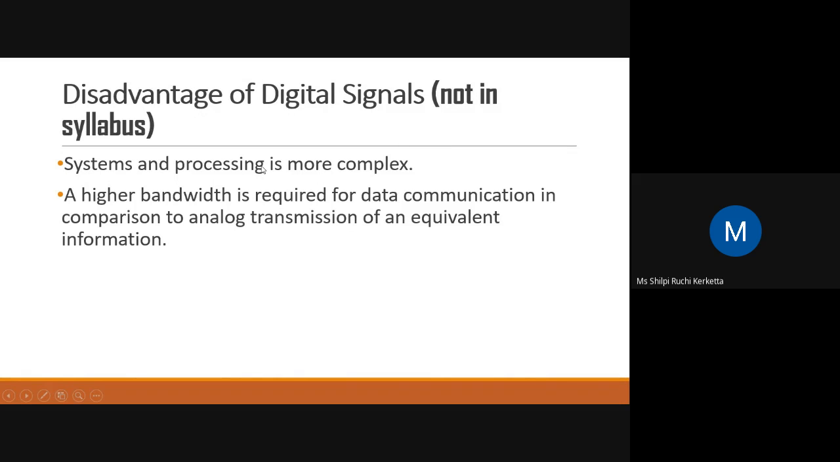Some disadvantages of a digital signal are that the system and processing are more complex, and as a digital signal has a higher bandwidth, that is one of the problems: we require a very high bandwidth to transmit our signal.